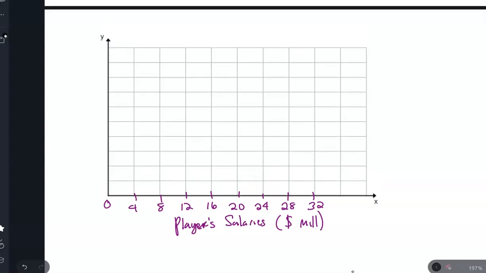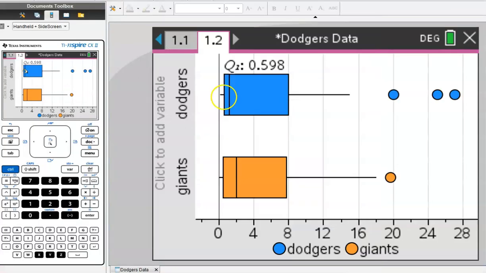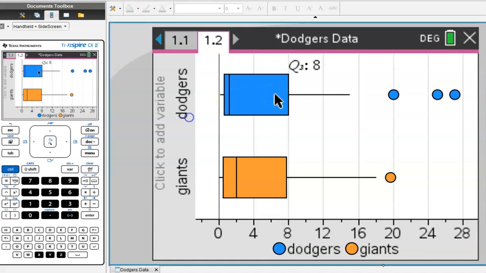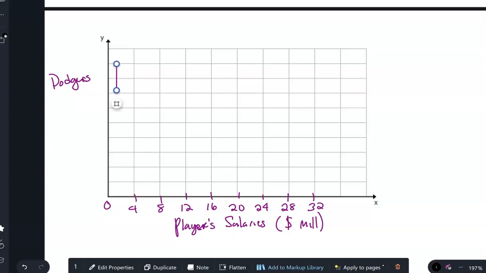Must be nice. All right, let's talk about the Dodgers. I'm going to graph them up here. Everything's pretty squished at the beginning. So Q1 is half, median is 1, and then we get to Q3, which is 8. So it's pretty darn squished, and that's fine. So this is here-ish.